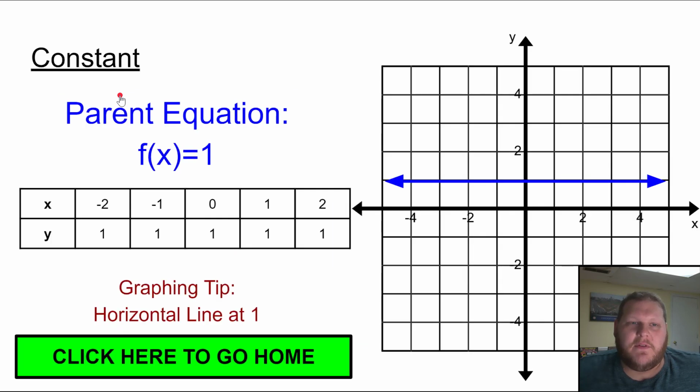That's our first parent function. So we click on constant. This is all the information you could possibly need for all the different functions. So for a constant function, this is the equation for the parent graph. It's just f of x equals 1. That's just a constant, right? No variable or anything like that.